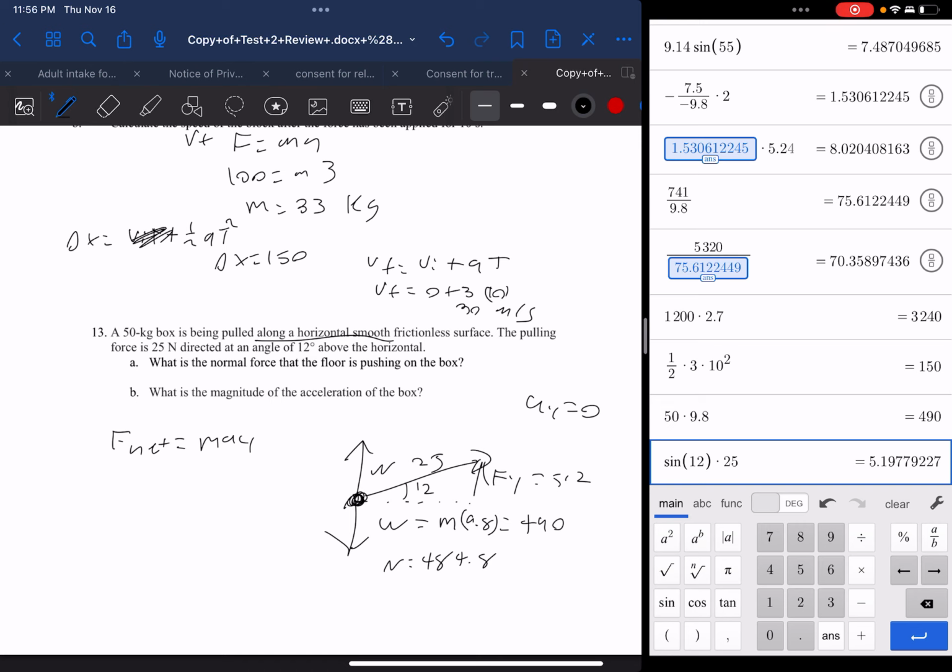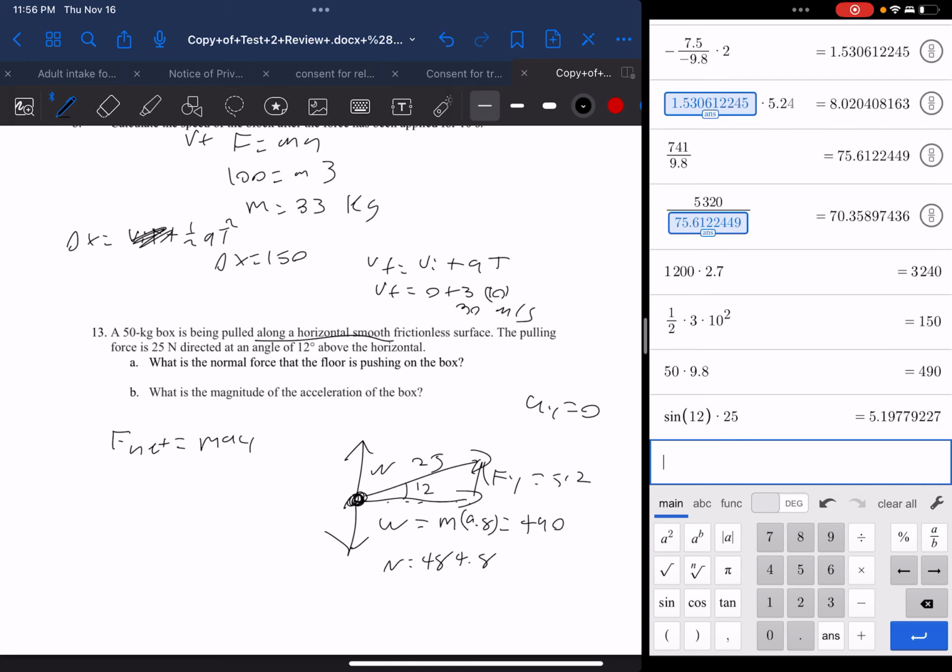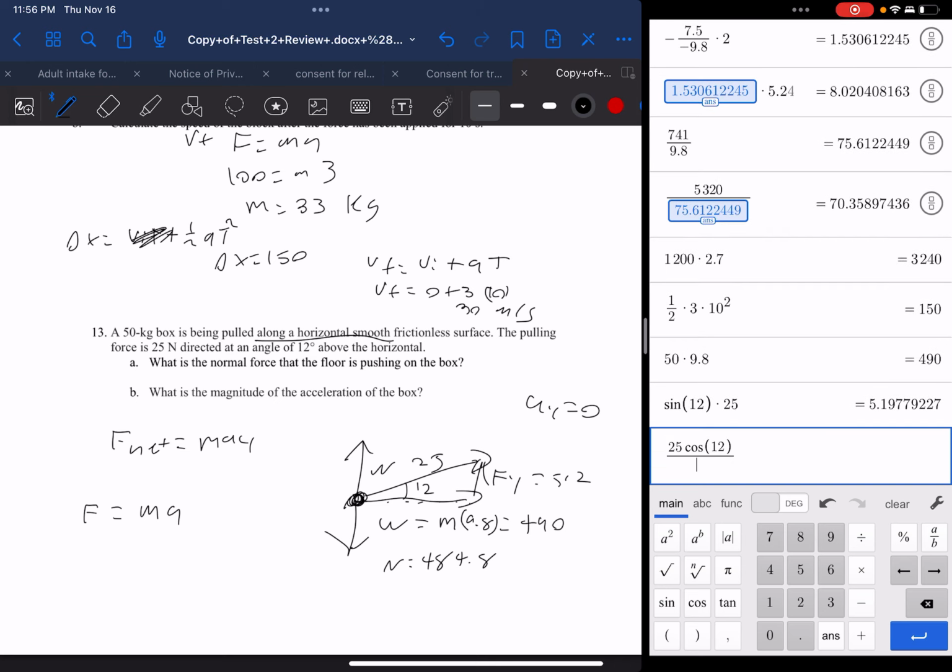What is the magnitude of the acceleration of the box? Since all of the up arrows and all the down arrows cancel out, the only thing you're left with is this sideways arrow over here, which is the x component. So the net force is just going to be 25 times cosine of 12. That is the net force. F equals ma, so we're going to divide by the mass in order to find the acceleration. Divide by 50, we get 0.49, which is our acceleration, meters per second squared. That is our a.